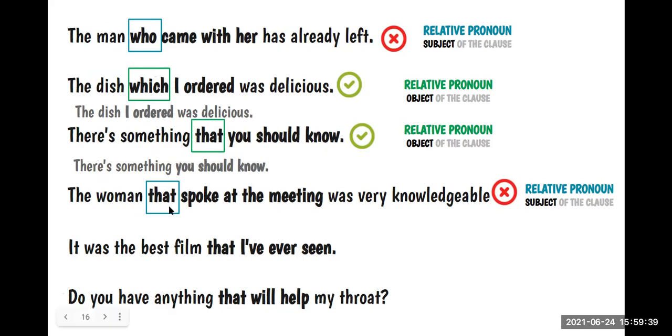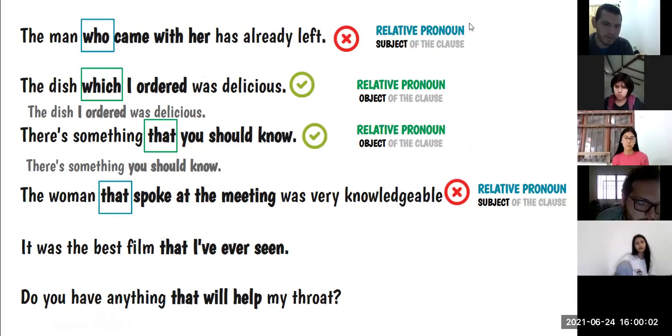Yeah, and also because we have a verb after the relative pronoun. As you can see in the ones that we can omit, we have a subject and a verb, subject and a verb. But in the ones that we can't omit, we have a verb after the relative pronoun. So take that into consideration, okay? What about the next one, please?